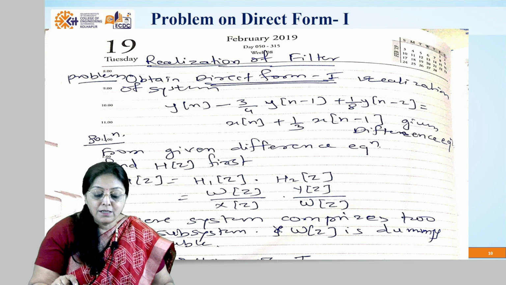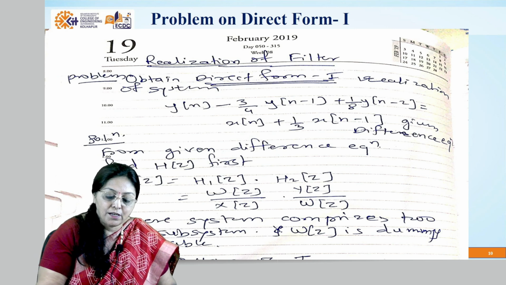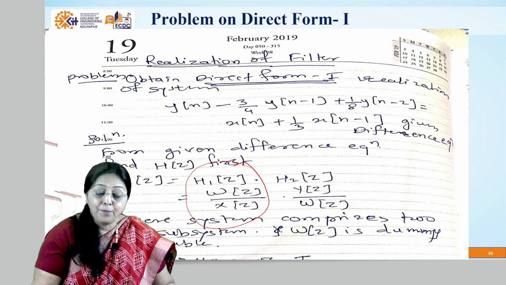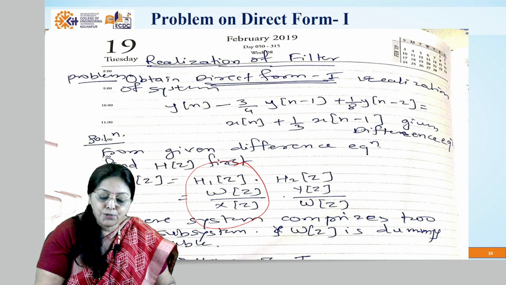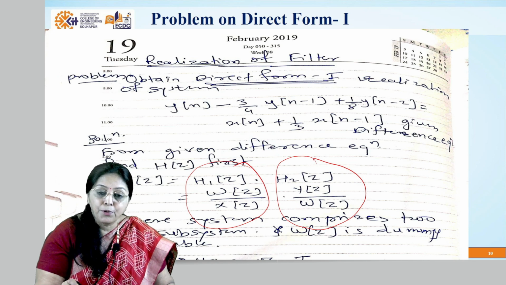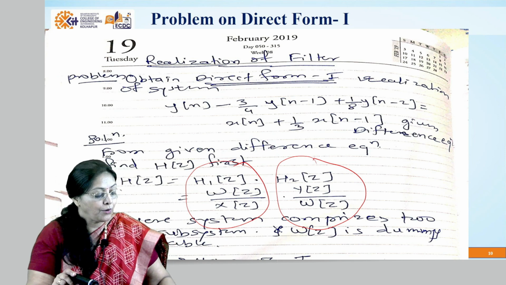Because of that, we are going to select a middle term, that is W(z)/X(z). This we call H1(z), and Y(z)/W(z) is H2(z). It means that H1(z) has the input X(z) and output W(z), and H2(z) has the input W(z) and output Y(z), and then we are going to realize it.